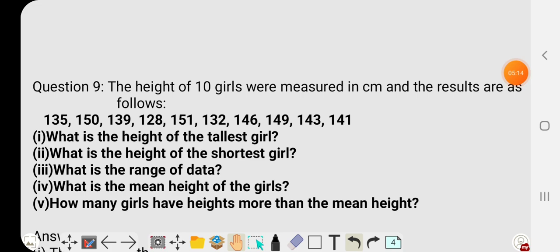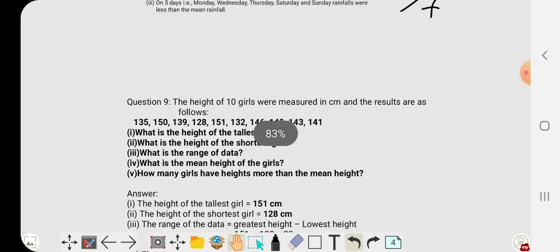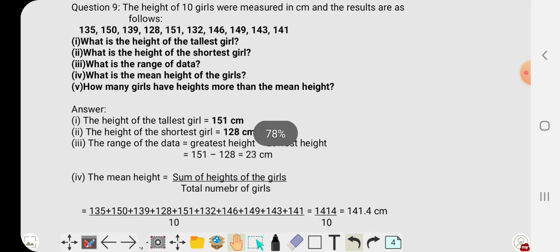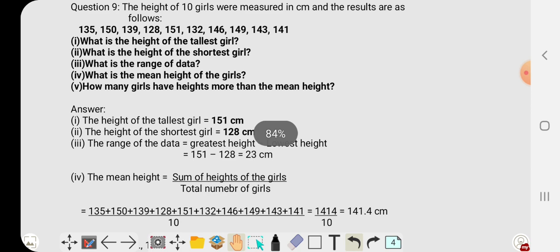Now question number 9. The heights of 10 girls were measured in centimeter and the results are as follows. These are the heights of the 10 girls. Okay. Now we have to find the height of the tallest girl. Tallest means the tallest girl. You can see the numbers and which one is the greatest? 151. Yes. So this is the height of the tallest girl.